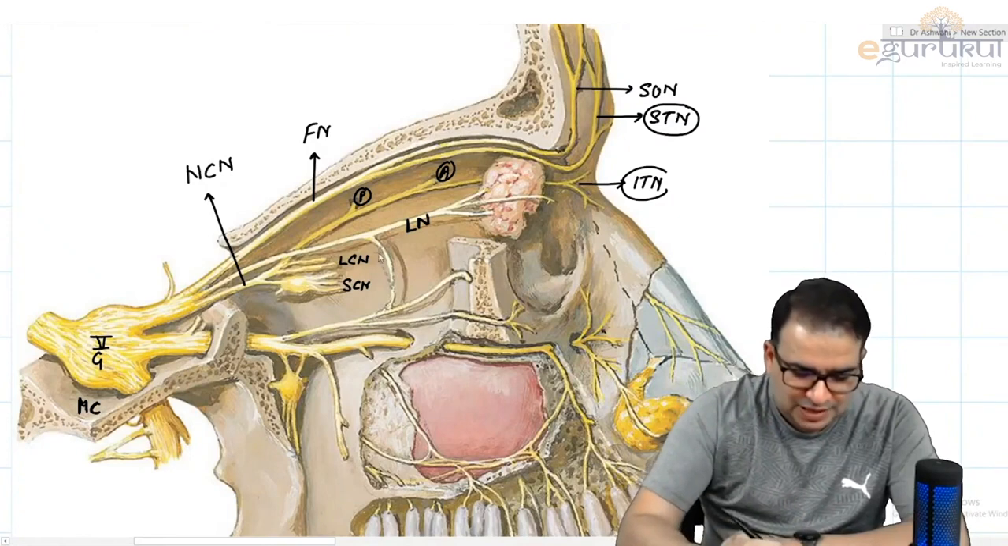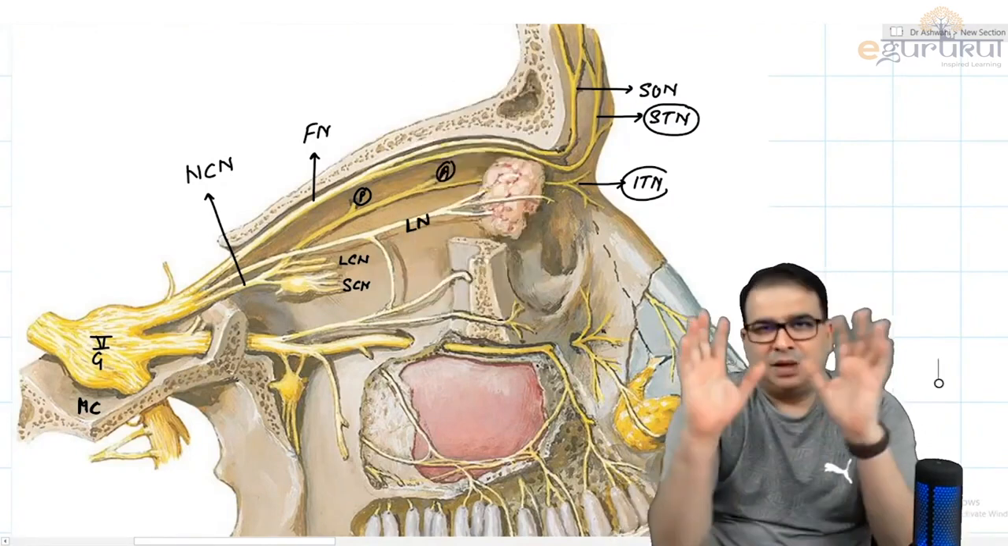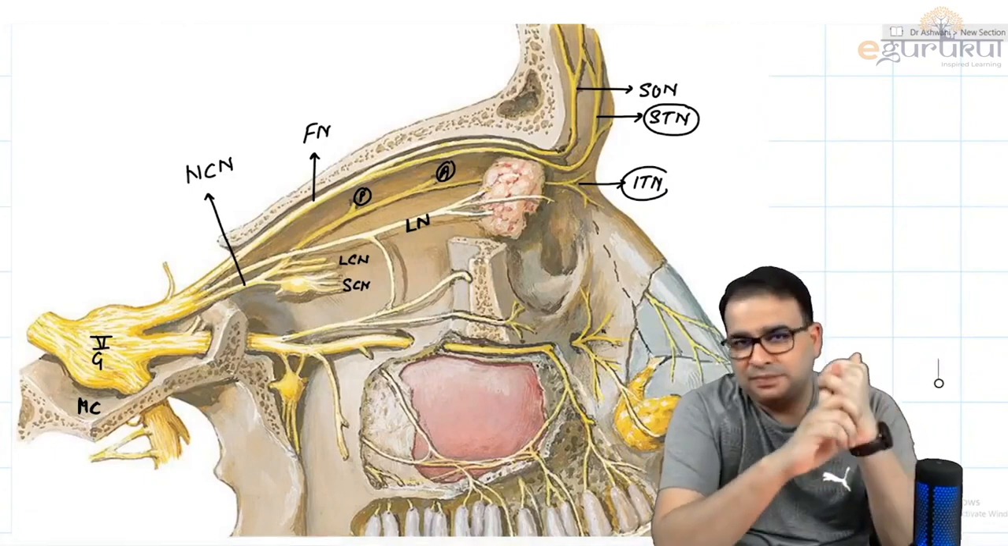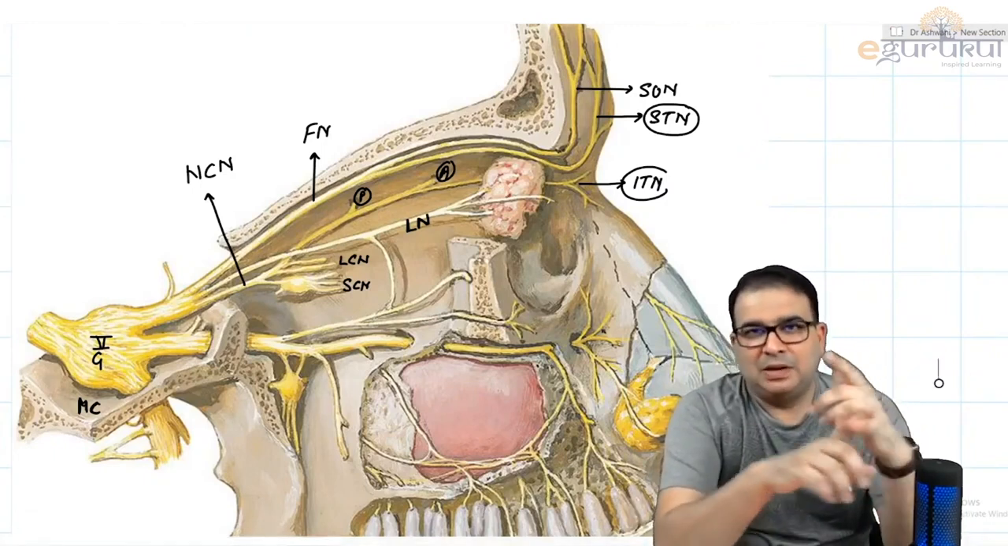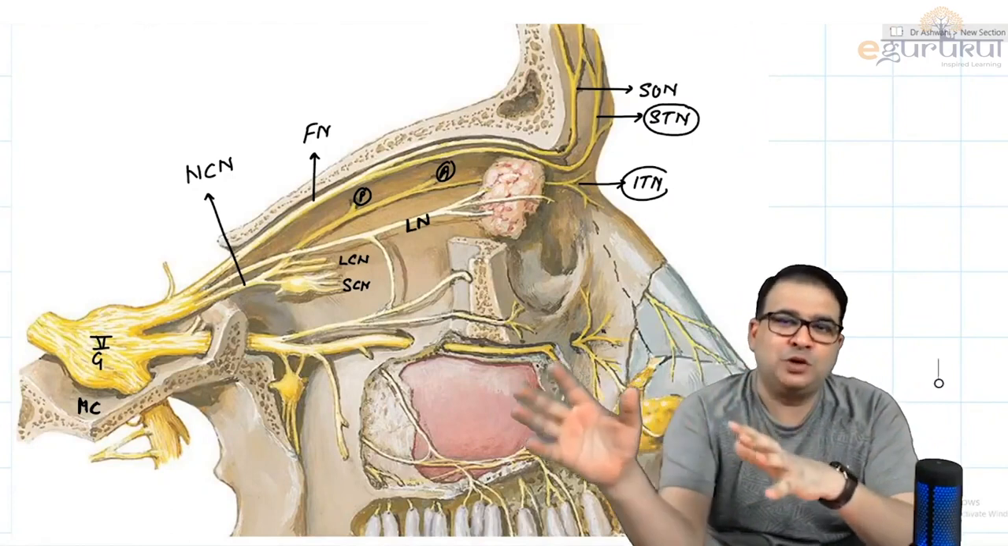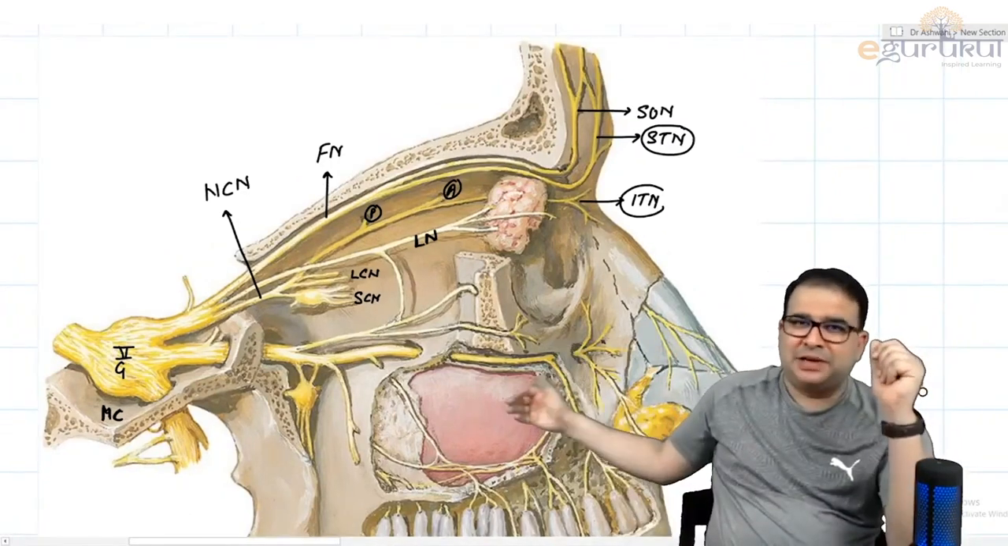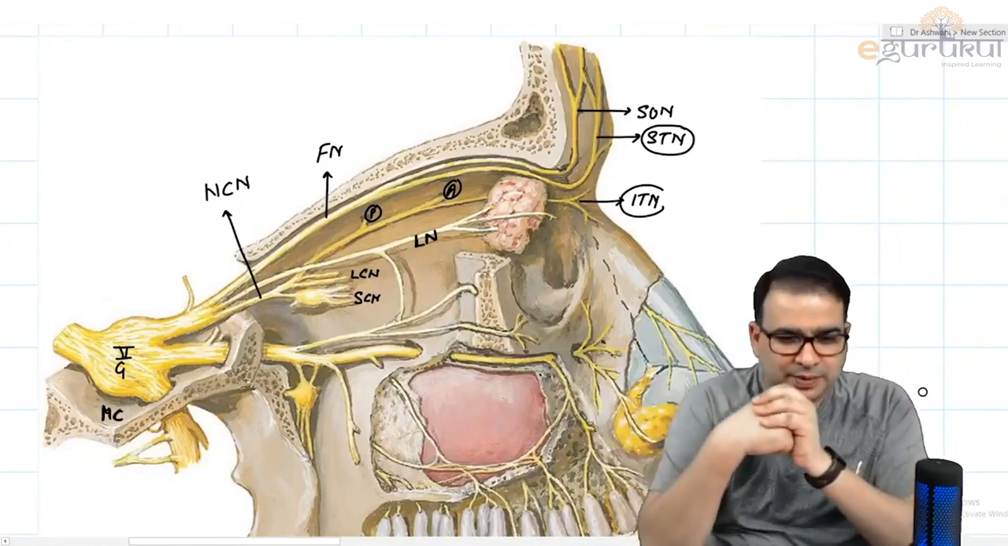Don't bother about these connections and all; we will discuss those later. Is that understood? Is the ophthalmic nerve understood to you guys? The frontal, the nasociliary, the lacrimal nerve, their course, and how they are going to reach their target structures. We have to understand the maxillary also, and then we will compare the two.